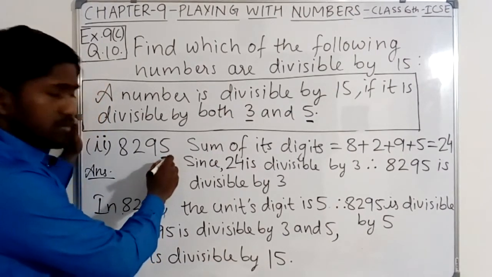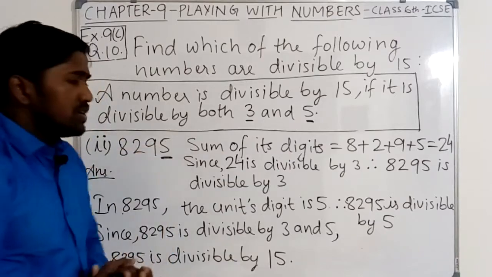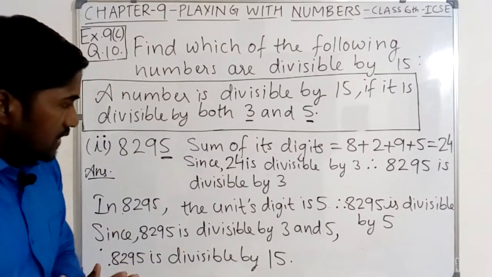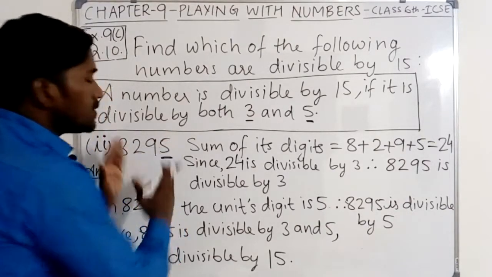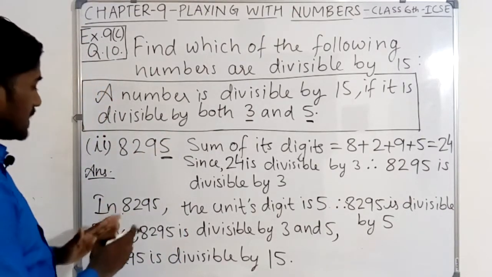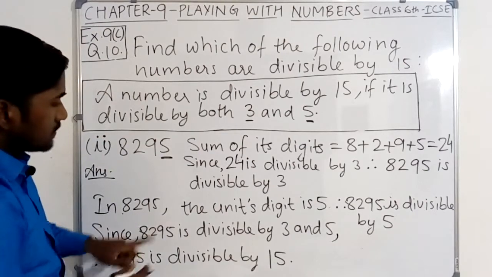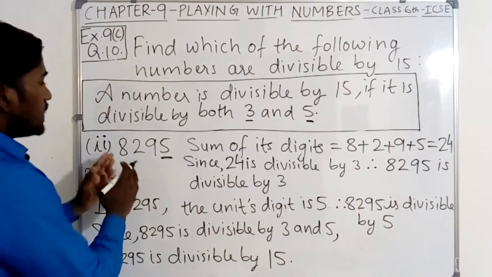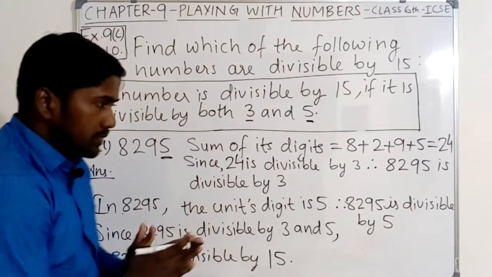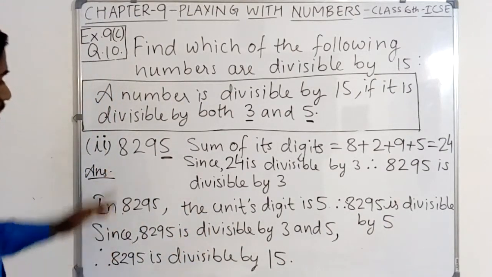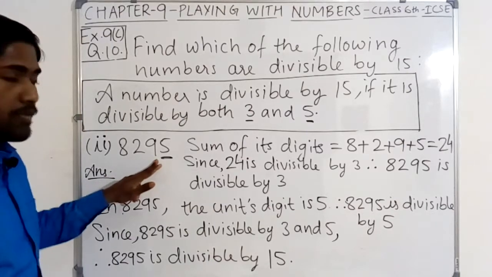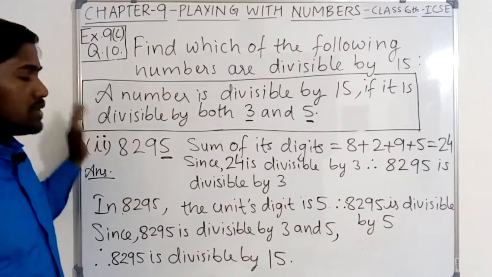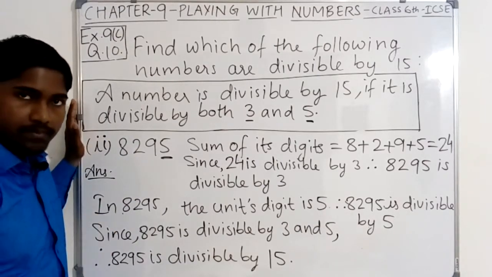Here it is 5, that means this number is divisible by 5. So it is clear that this number is divisible by 3 and 5. So this number is also divisible by 15. See here, in 8295, the units digit is 5. That's why, therefore, 8295 is divisible by 5. Since 8295 is divisible by 3 and 5, therefore 8295 is also divisible by 15.